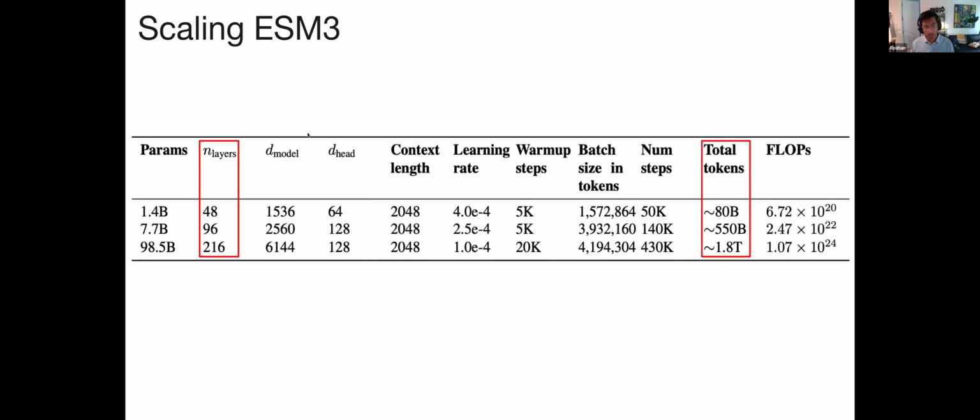There's also the relationship between the number of layers and the model dimension, where for smaller models, or for models in natural language processing, you typically see that models scale in the model dimension much more so than they scale in the number of layers. And we found that it's actually better to scale in the number of layers for proteins rather than the model dimension. And we found this is particularly useful for predicting structure.